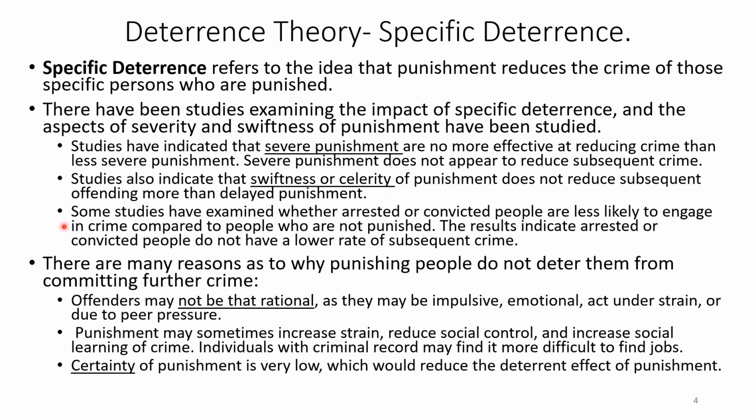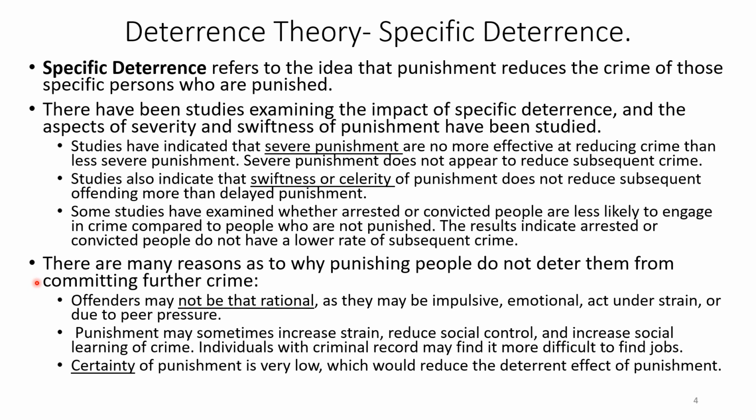Some studies have examined whether individuals who have been arrested or convicted were less likely to commit crimes in the future. Studies have indicated that arrested or convicted people do not have a lower crime rate subsequent to punishment. These studies, therefore, do not support the concept that certainty of punishment could have an impact on criminal behavior.